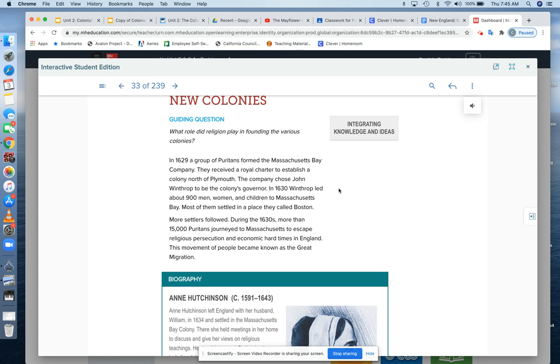More settlers followed. During the 1630s, more than 15,000 Puritans journeyed to Massachusetts to escape religious persecution and economic hard times back in England. This movement of people became known as the Great Migration. So 15,000 Puritans went in that time period to Massachusetts.